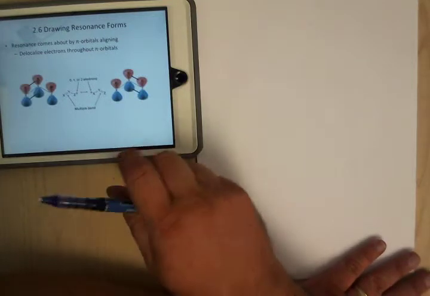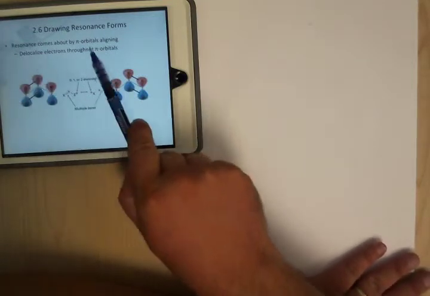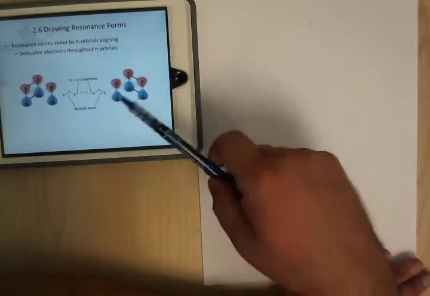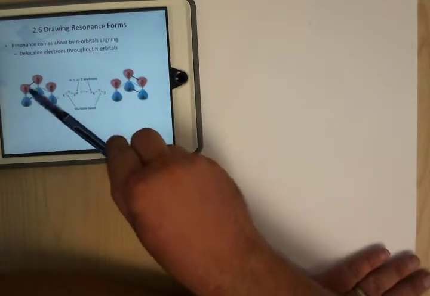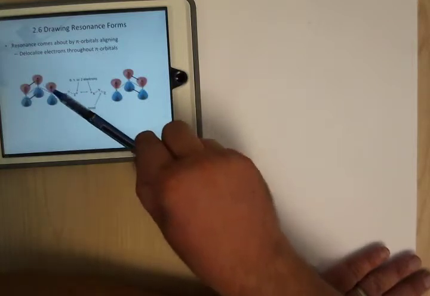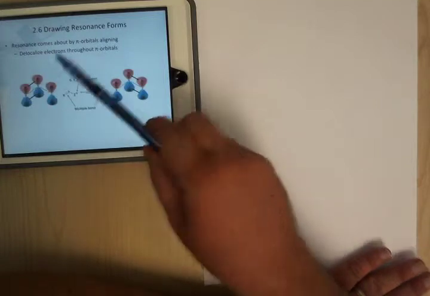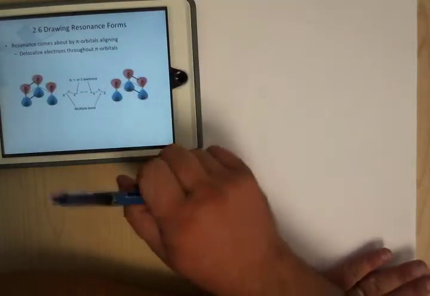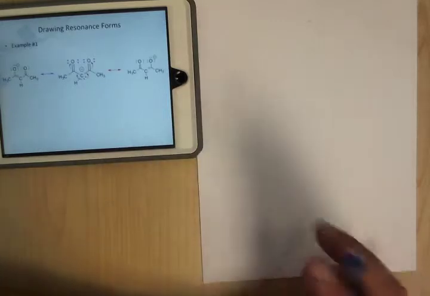So, drawing resonance structures. We're talking about pi electrons here. They're delocalized throughout the pi bond. How does this work? If you look at the bonds themselves, these p orbitals are all aligned, so they're all in a row. P, p, p, they're all aligned. So you get a sort of smearing all throughout. So how do you draw them?